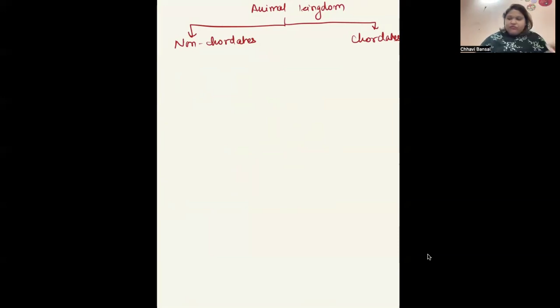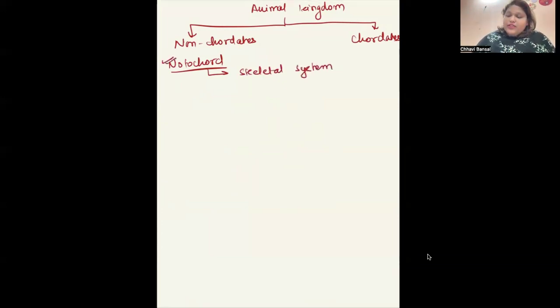There is a thing called notochord, which forms the skeletal system of the organism. Now, if this notochord is present, then it is called chordates. And if it is not present, then it is called non-chordates. Okay. So basically, there are 10 phylums under non-chordates, and one phylum, Chordata itself, is a phylum that comes under chordates.